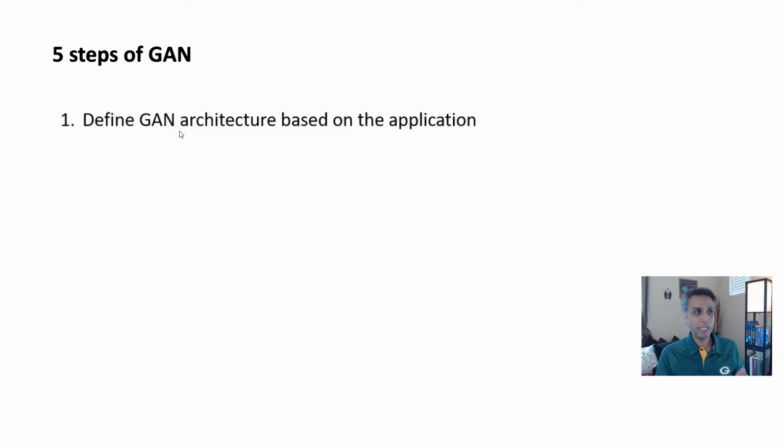Step number 1, define the architecture based on the application. If the application is, let's say, super resolution, generating higher resolution images based on low resolution images, then of course you need to work with convolutional neural networks. Maybe take something that already exists like VGG and then build your GAN architecture using those.